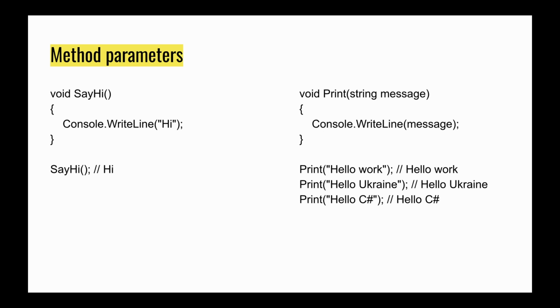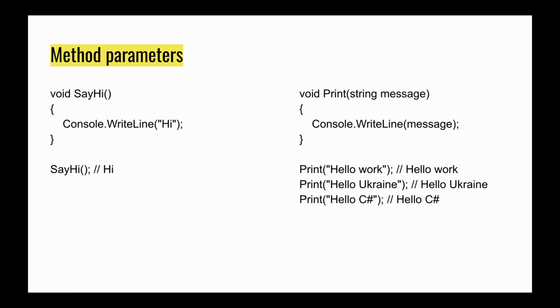The definition of a parameter consists of two parts. First comes the type of the parameter, and then its name. For example, let's define a print method that receives a message output from the outside. Here, the print method takes one parameter called message and is of type string.